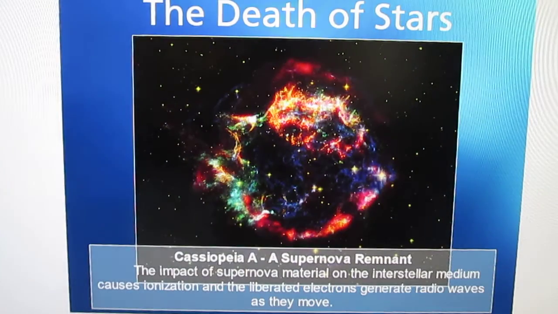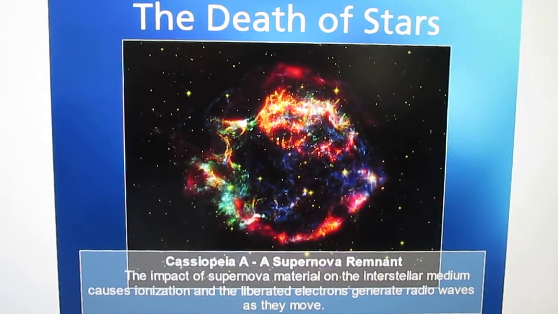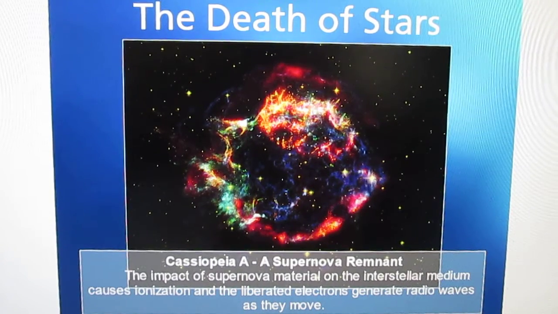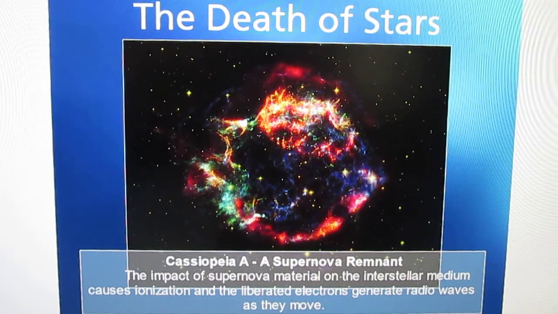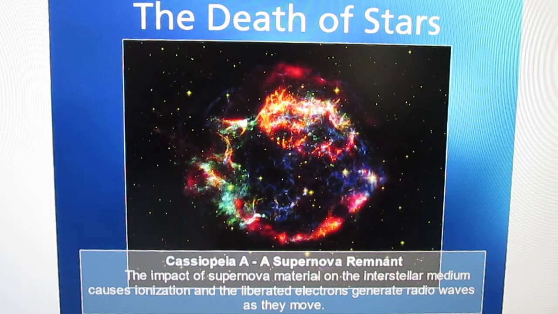This is an image of Cassiopeia A. Cassiopeia A is a supernova remnant, the classic example of the death phase of large massive stars. There was once a star in the center. It exploded and blew all its gas components concentrically outward 360 degrees, generating pulsars and radio waves as it moves through space.